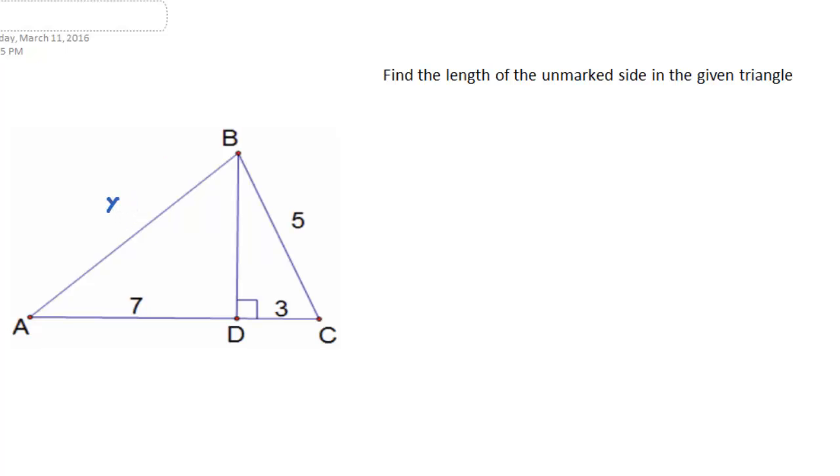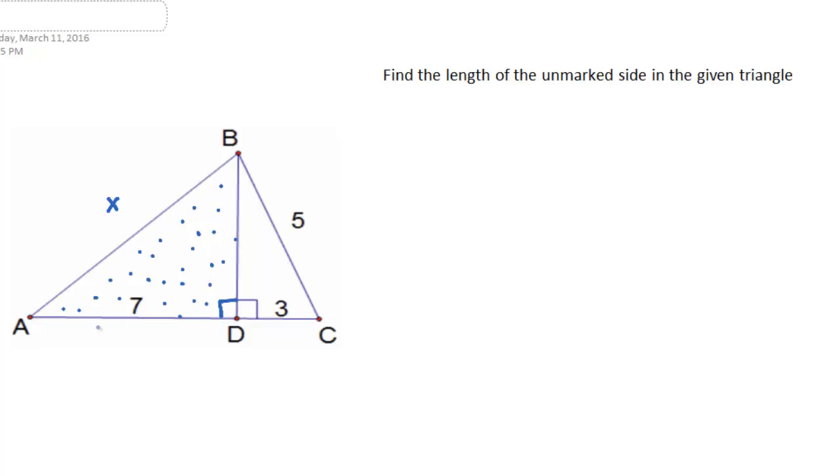So I'm gonna call this side X, let's say. Now, I have X, I have 7. I know this is 90 degrees. That means this triangle, the blue one, is a right triangle. That means I can apply the Pythagorean theorem. But I have a small problem.